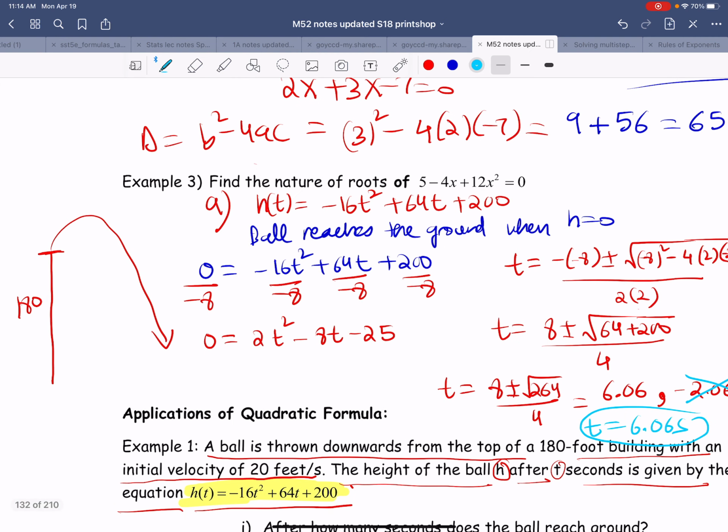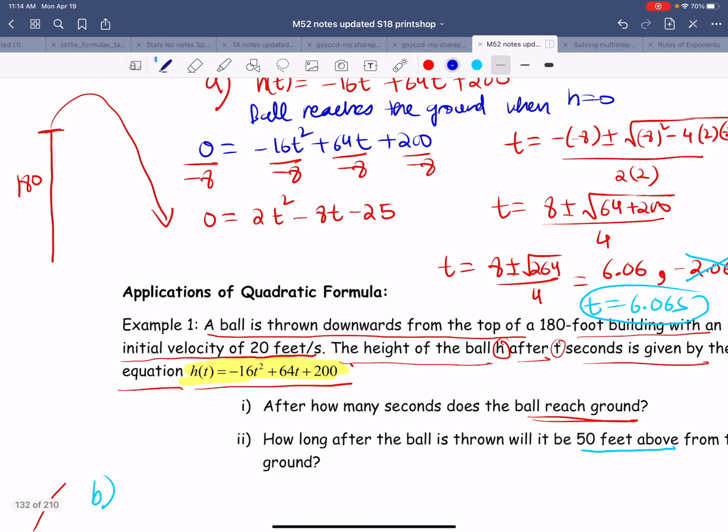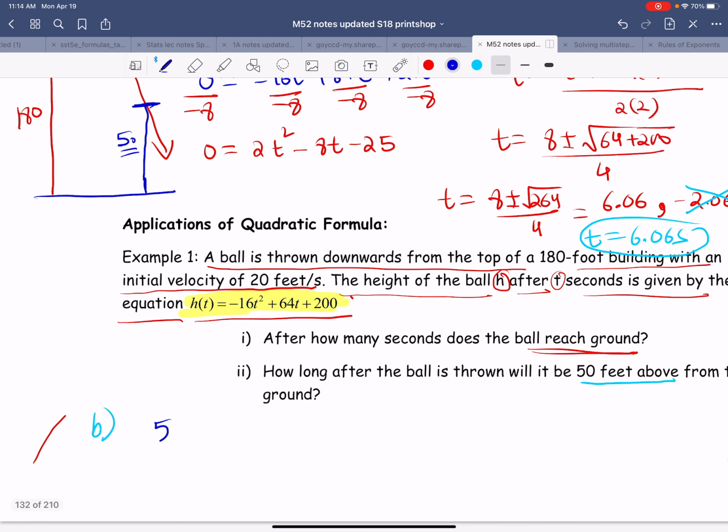Because as I can see, the ball went up for some time and then it started coming down. And at a certain point, the height will be 50 feet. And that's the time we're trying to figure out, or what time the height is 50 feet. So I'm going to go ahead and replace the height by 50. 50 equals negative 16t squared plus 64t plus 200.